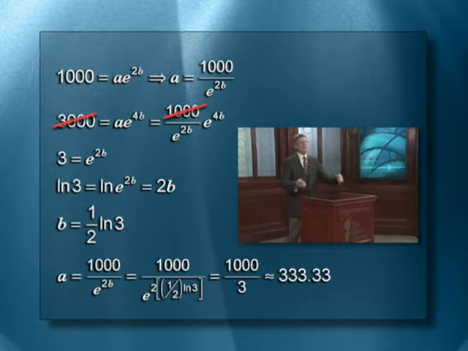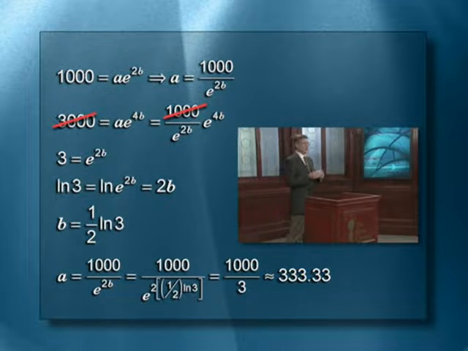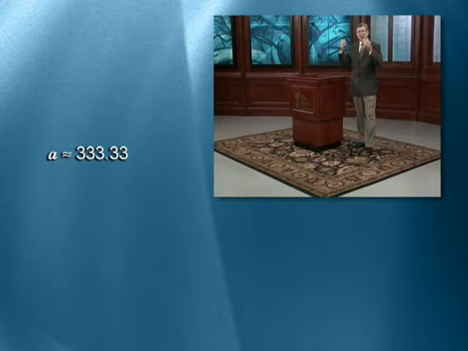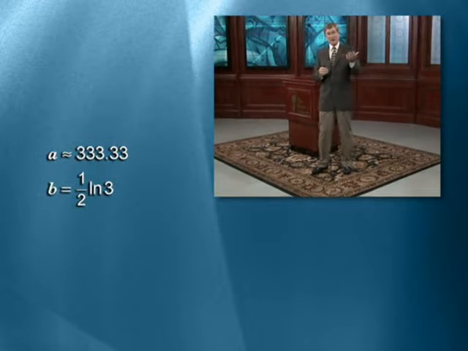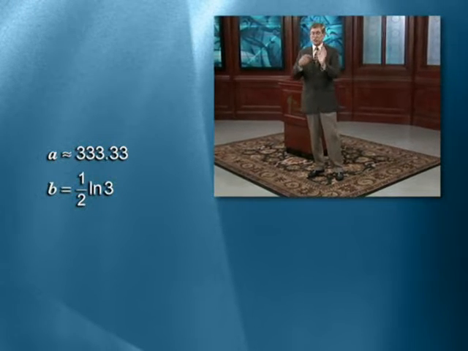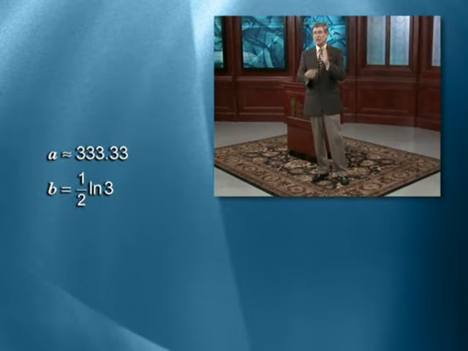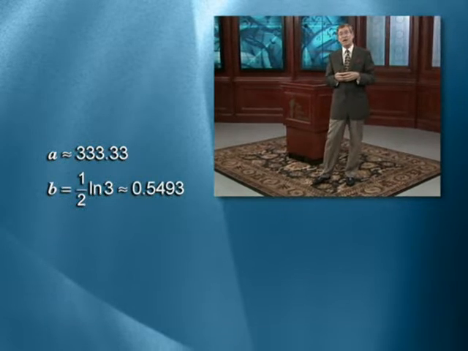333.33. Good. Here's our model now. We know the a value. It's 333.33. We know the b value. It's 1/2 log 3, which on my calculator tells me it's about 0.5493.